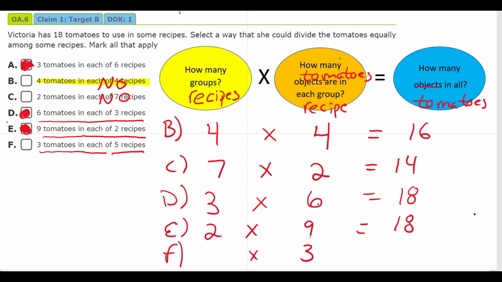And so for F, F reads that there are 3 tomatoes in each recipe, so that's where the 3 goes, and we have 5 recipes, 5 right there, and we have 5 times 3 is equal to 15. So there's your solution.